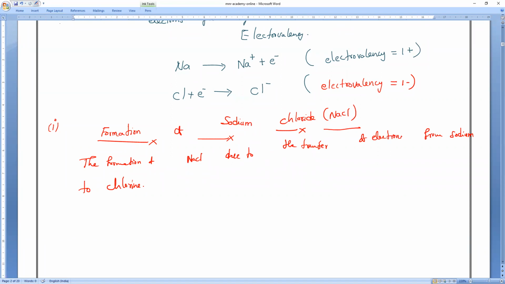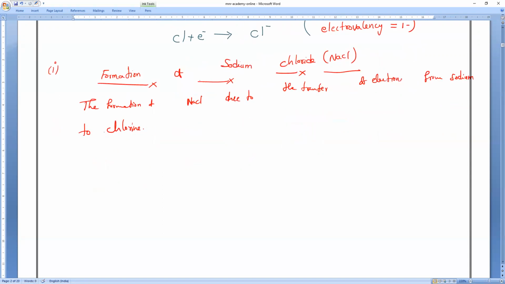Now, the electronic configuration of sodium. Speak loudly, everybody. You have to write it. Suppose they ask you in an exam for 2 marks the formation of sodium chloride, first write the electronic configuration. Slowly, neatly write it. Tell me the electronic configuration of sodium quickly. 2, 8, 1. First, the atomic number? 11.